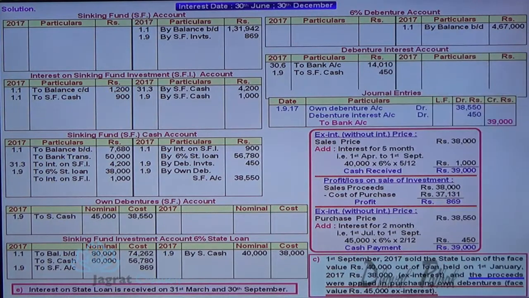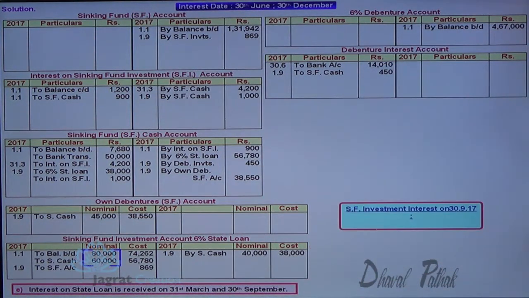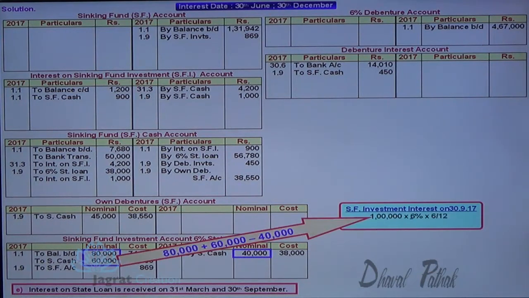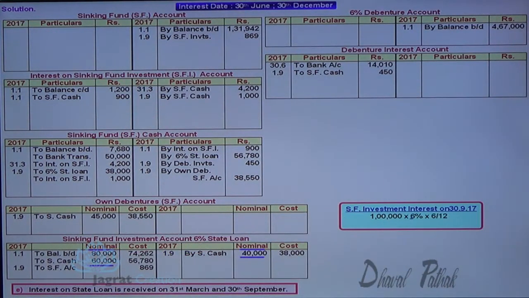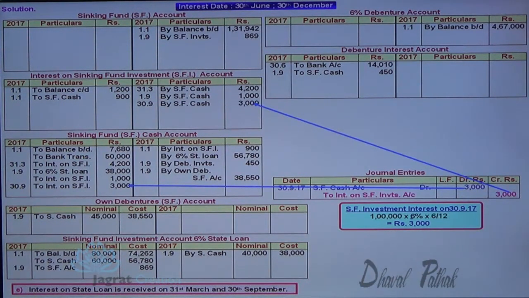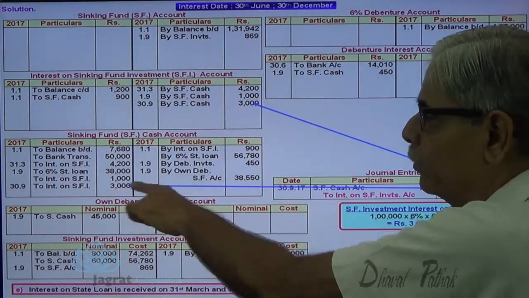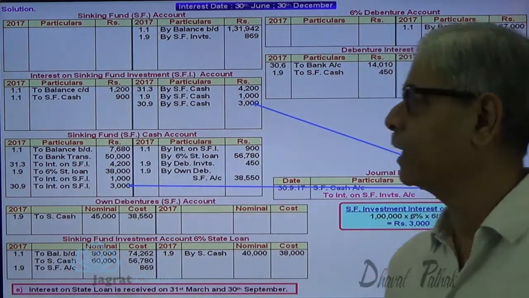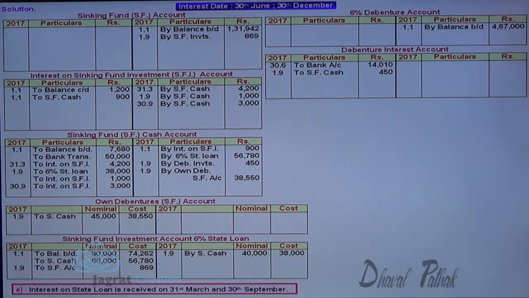So the next transaction that I will record is for interest on 30th September. So 1 lakh into 6%, the 6% loan is there for 6 months. So sinking fund cash account debit to interest on sinking fund investment account. So on this investment, I have received the interest. Interest is credited to interest account. Cash is received, is debited to sinking fund cash account. Now 30th September is done.